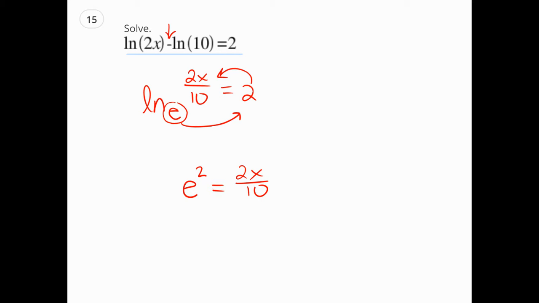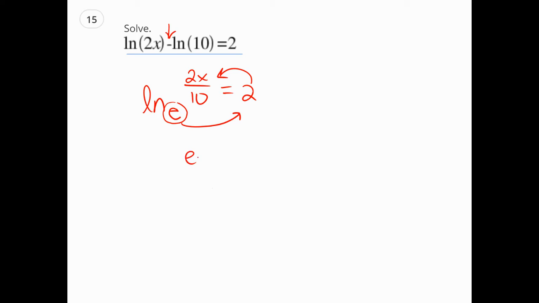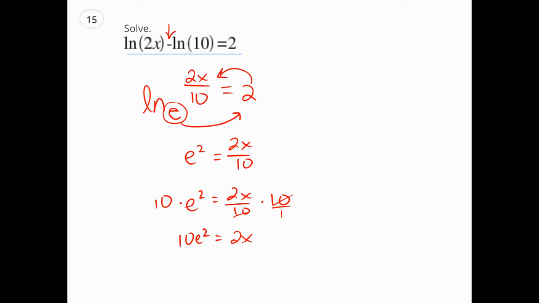To get to the x, because my goal is to solve for x, I'm going to multiply both sides by 10. Actually, I'm going to do that in a separate step here, so people that look at this afterwards can see it a little bit easier. Let me save a little bit of room here. So I have e squared equals 2x divided by 10. I'm going to multiply both sides by 10. So I get 10e squared equals, those are going to cancel out, so I have 2x, then divide by 2.